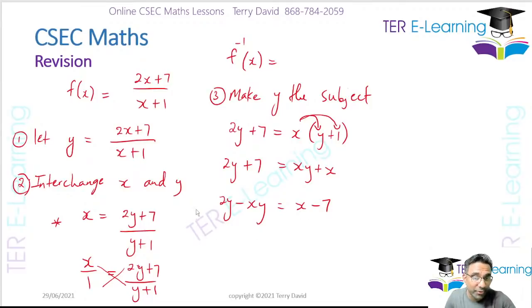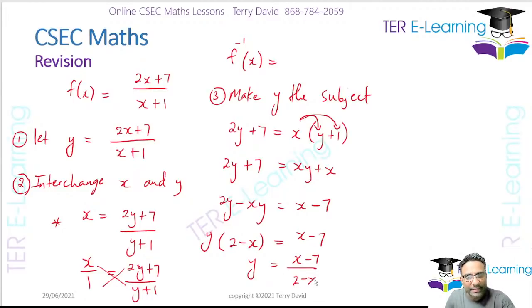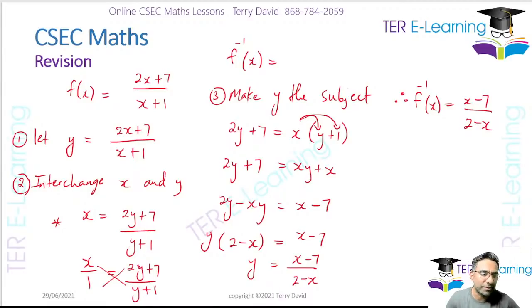Next thing you have to do here, you realize you have two terms in y on the left hand side. So you're going to have to factorize. So this is going to be y, open brackets, 2 minus x is equal to x minus 7. So therefore y is equal to x minus 7 over 2 minus x. So therefore, the final statement that you need to write is this. My inverse of that function here is simply going to be x minus 7 over 2 minus x, right? That's going to be my inverse of my function.